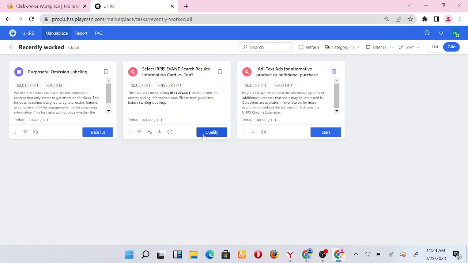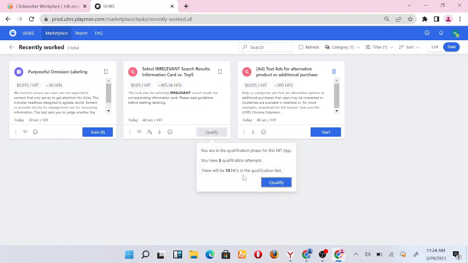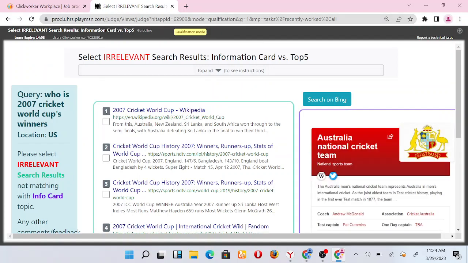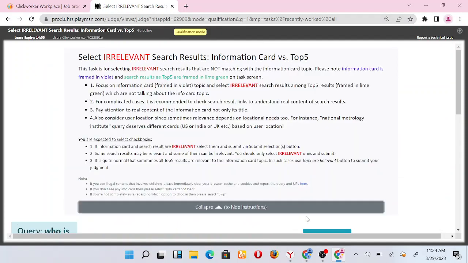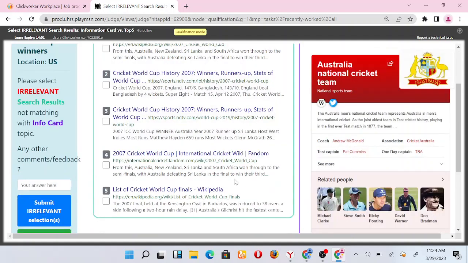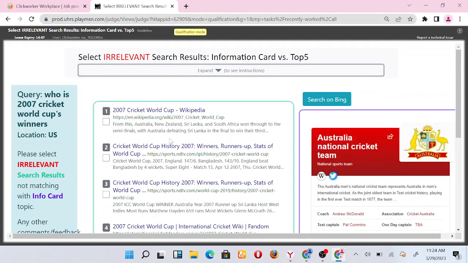Today we'll be looking at select irrelevant search result information card versus what top 5. The guideline is very not explicit and it's shallow. But we'll try our best to explain things better.